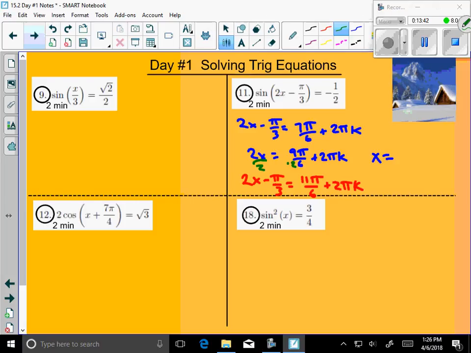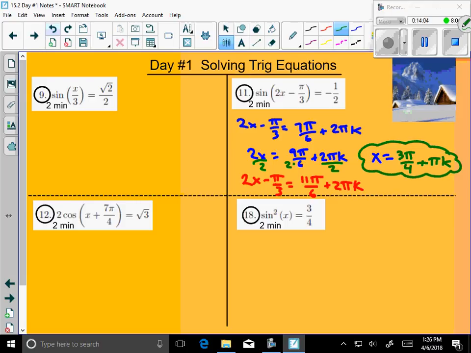Divide by 2, divide by 2, divide by 2. I get x equals, that's going to be 9 pi over 12. 9 pi over 12 is 3 pi over 4 plus pi k. That'll find me half of my solutions forever, right?